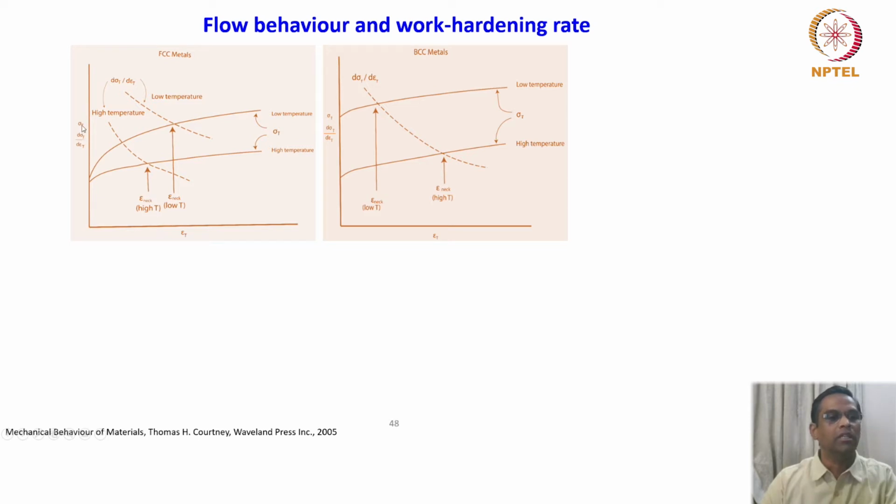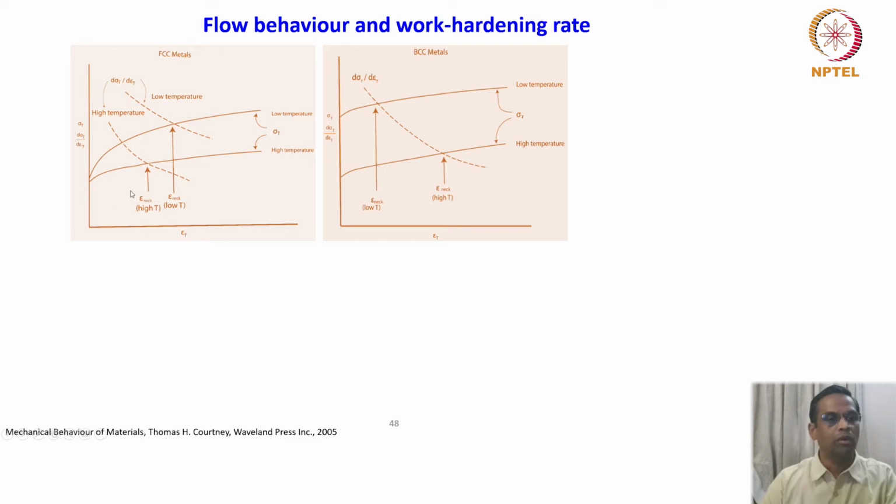What you are seeing here now is a plot of stress versus true strain, and you also see d sigma t by d epsilon t, that is the hardening rate, superimposed on this true stress true strain curve. This is typically for FCC metals, and it also shows the temperature effect, low temperature and then high temperature, and how the FCC metal responds to deformation at these conditions. So what is it that we are seeing?